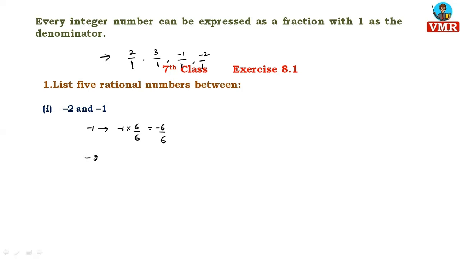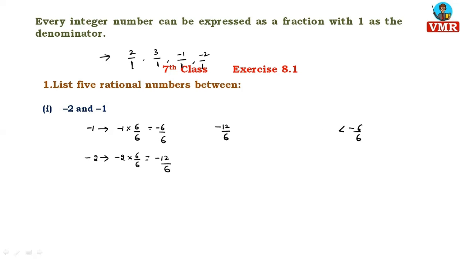Now -2 can be written as -2 into 6 by 6. This can be written as -12 by 6. -6 by 6 means -1. -12 by 6 means -2 only, since 6 times 2 is 12. Now, if we write the range, this is -6 by 6 and here it is -12 by 6. In between, we have the rational numbers.